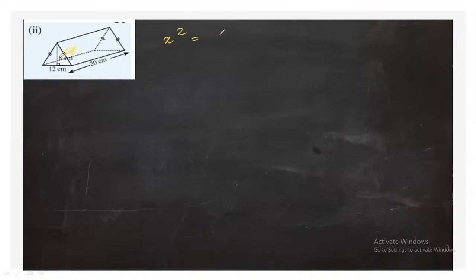X squared equals 8 squared plus 6 squared. X squared equals 64 plus 36. X equals square root of 100, that is 10 centimeter. Then we can find it because the perpendicular height has been given.